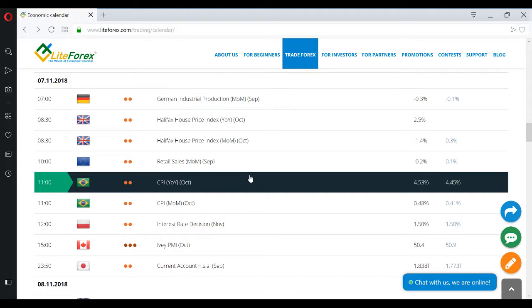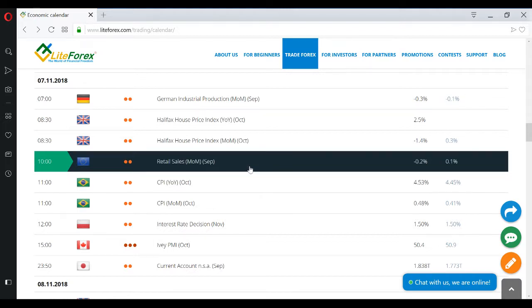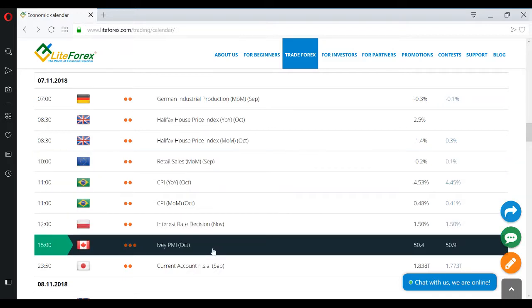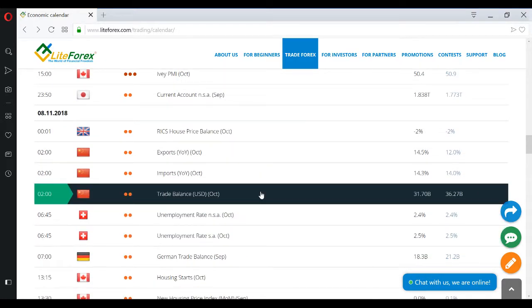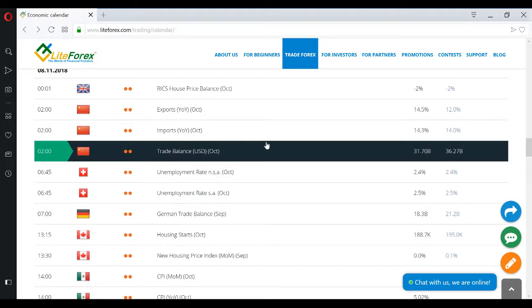And now we came to Wednesday. Wednesday will bring us the Euro area's retail sales, Ivey PMI for the Canadian currency, and coming to Thursday, some data from China, trade balance.